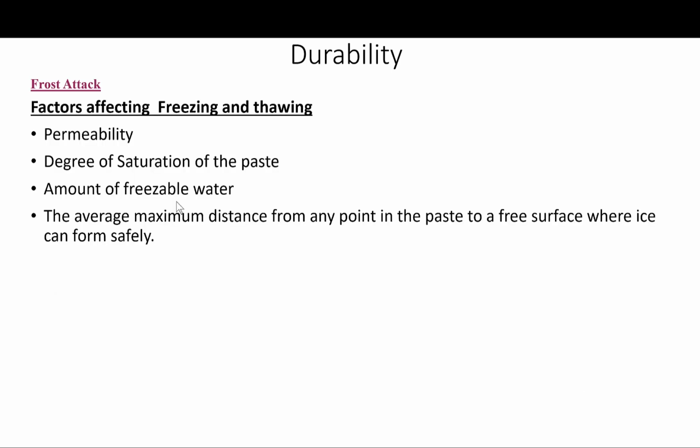Based on the mechanisms described, it can be shown that the resistance to freezing and thawing depends on permeability, the degree of saturation of the paste, the amount of freezable water and the rate of freezing, in addition to the average maximum distance from any point in the paste to a free space or a free surface where ice can form safely. So these are really the factors that affect or influence freezing and thawing damage.